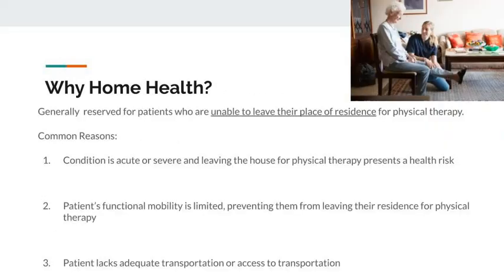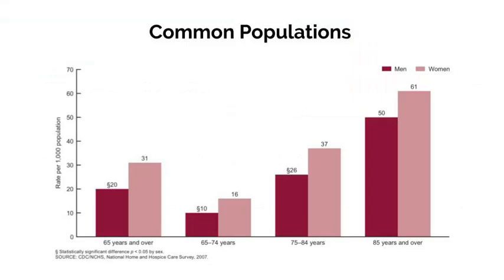Home health physical therapy services are usually reserved for patients who are unable to leave the house to attend PT. Three reasons a patient might be unable to leave the house include: 1. If their condition is acute or severe and leaving the home presents a health risk, 2. The patient's functional mobility is limited and they cannot travel to therapy, or 3. They lack adequate transportation or access to transportation to get to physical therapy.